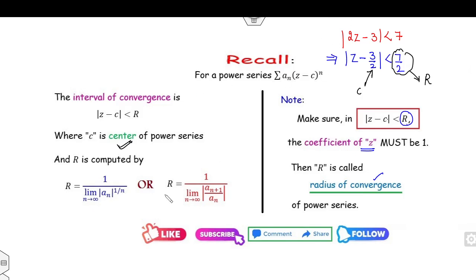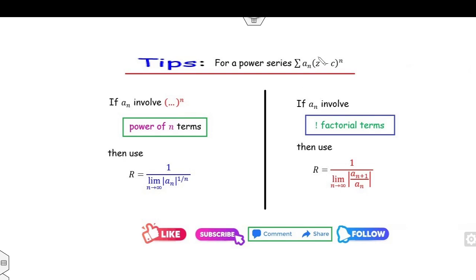Here the major question arises: under what case can you use equation number 1 to compute the value of R, and under what cases can you use equation number 2? For that I will give you some tips. Whenever you see that a_n involves power of n terms, then you can use equation number 1. If a_n involves factorial terms, then you can use equation number 2. But make sure students, these are only preferences. You may use equation number 1 for all those formulas and equation number 2 as well for every equation.